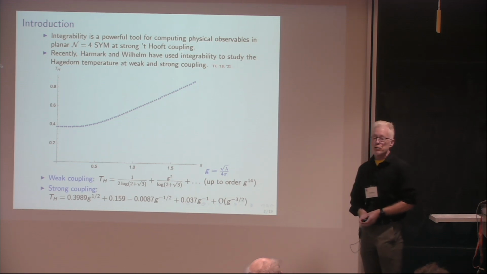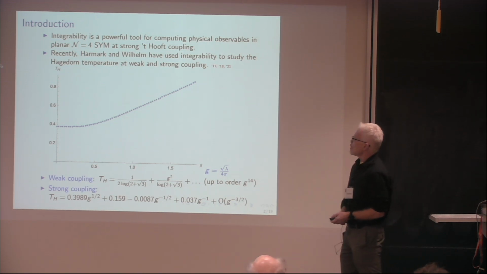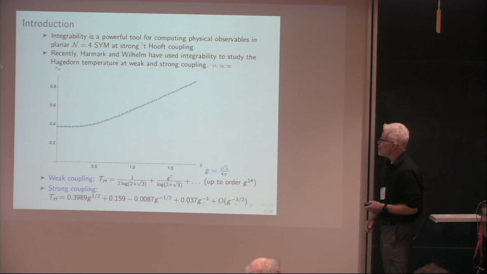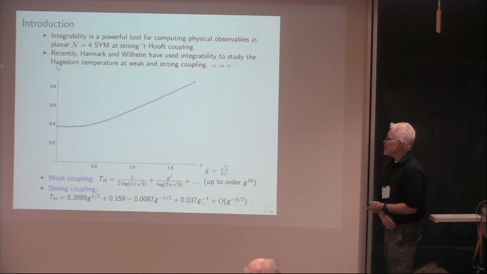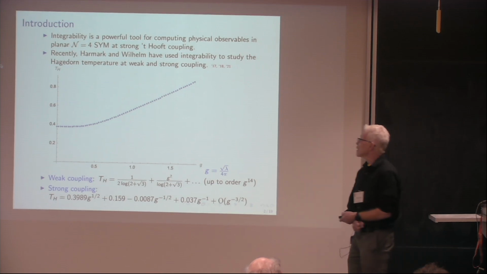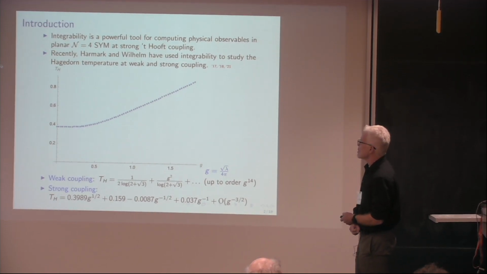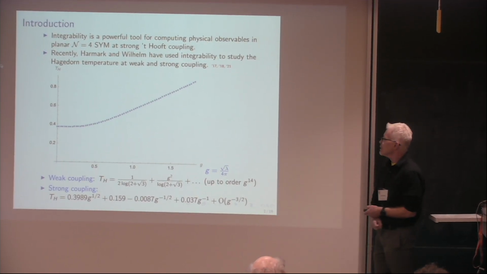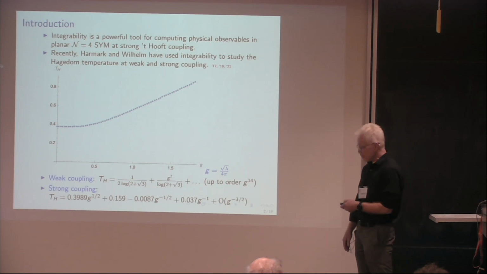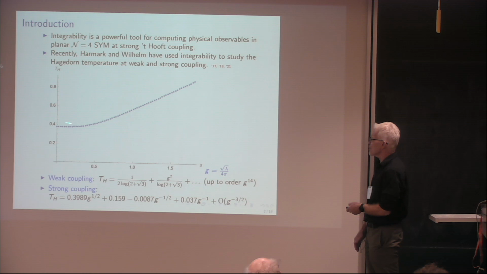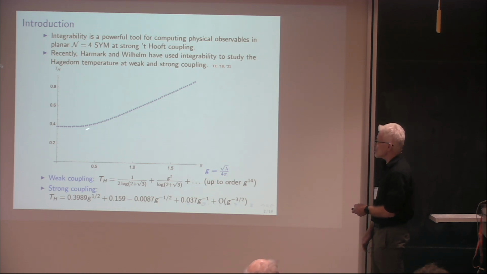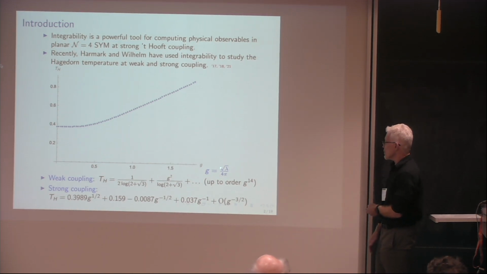Integrability is a very powerful tool for computing physical observables in planar N equals 4, and especially at strong coupling. Not too long ago, Harmark and Wilhelm used integrability to study the Hagedorn temperature at both weak and strong coupling. Using modern techniques called the quantum spectral curve, they generated this plot for the Hagedorn temperature as a function of the 't Hooft coupling lambda.